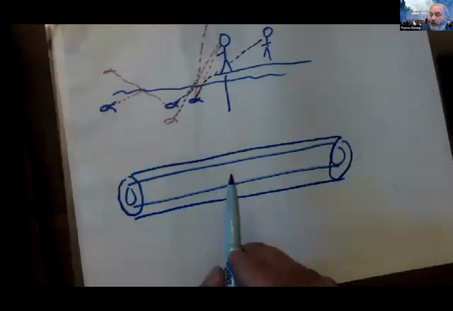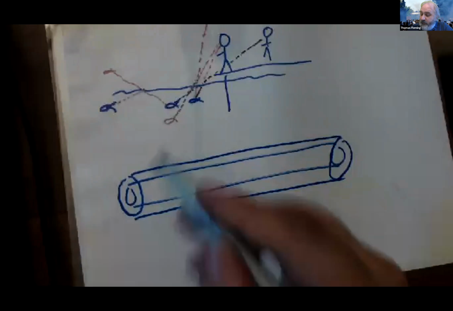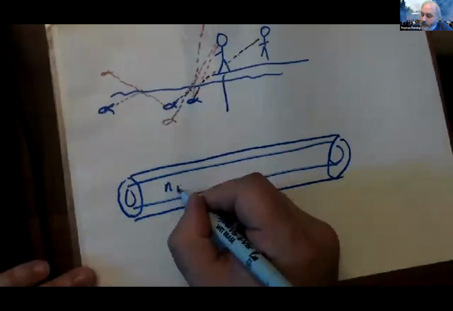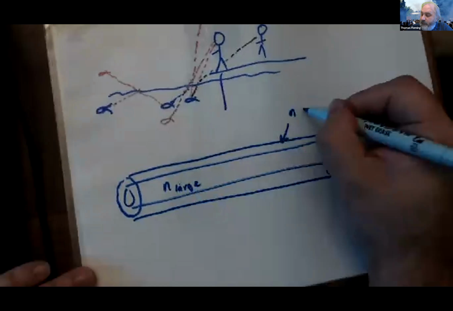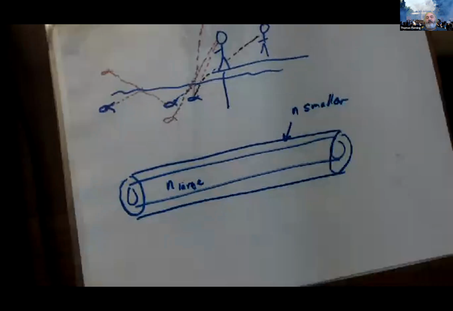Both of them are clear. The inner material, however, is going to have one index of refraction, and the outside layer is going to have a different index of refraction. And what we want to do is we want to have total internal reflection, which means the middle part, this interior part, has a large index of refraction. The cladding is going to have a smaller index of refraction.